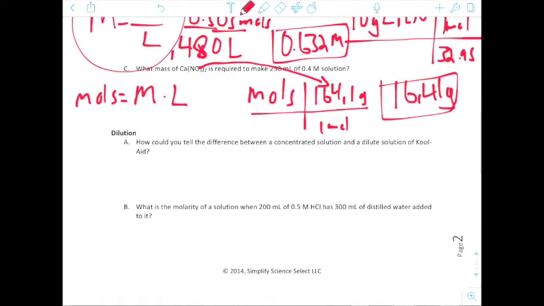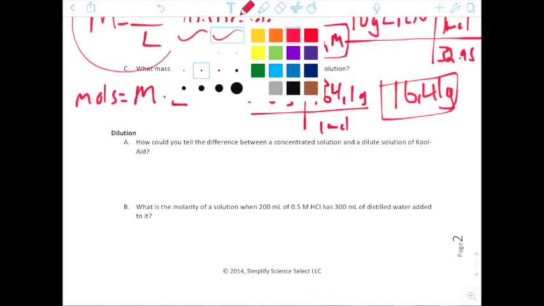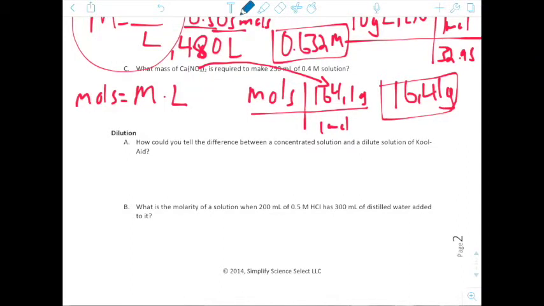Next, it says, how could you tell the difference between a concentrated solution and a dilute solution of Kool-Aid? We know that a dilute solution of Kool-Aid is going to be very light colored, and a concentrated solution is going to be very dark colored. It says B, what is the molarity of a solution when 200 milliliters of a 0.5 molar solution has 300 milliliters of water added to it?